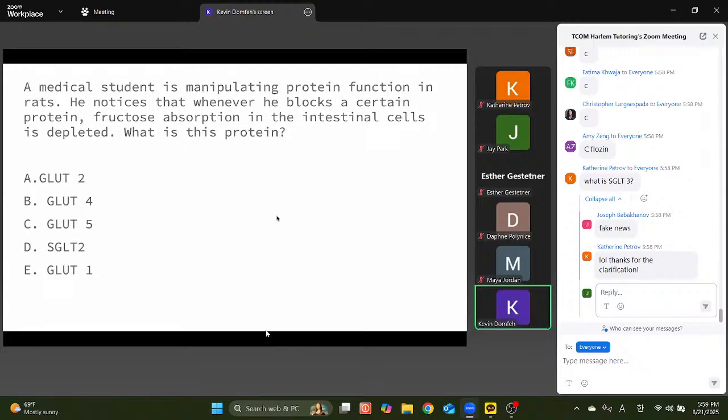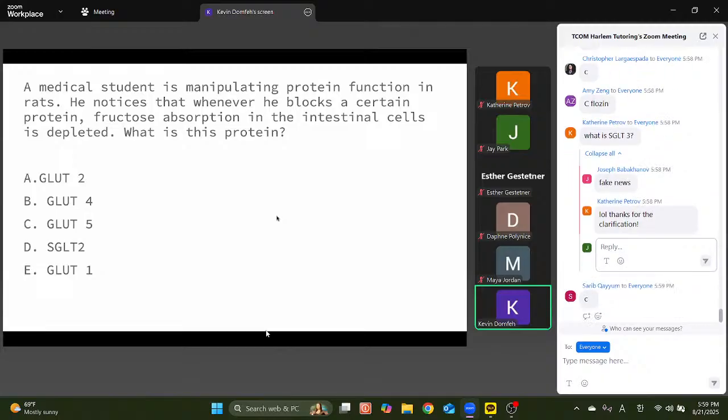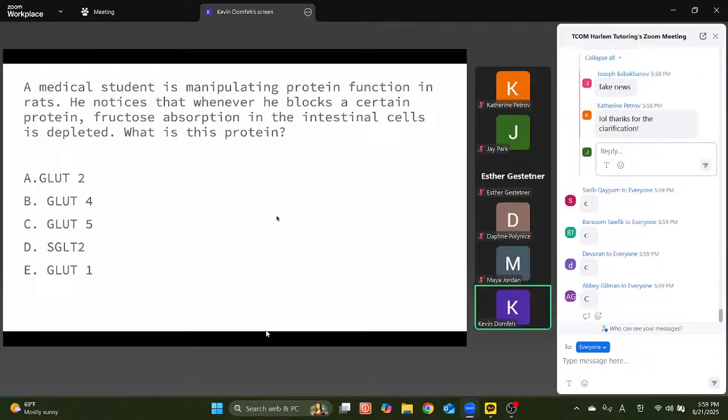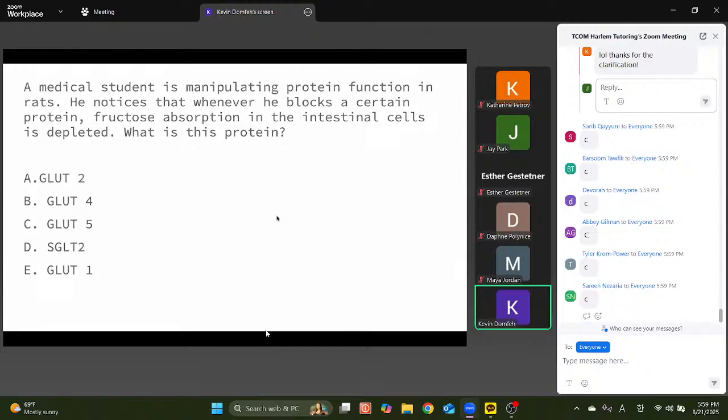Okay. So a medical student is manipulating protein function in rats. He notices that whenever he blocks a certain protein, fructose absorption in the intestinal cells is depleted. What is that protein? We just went through this. I see a lot of C's. Why is it not D?